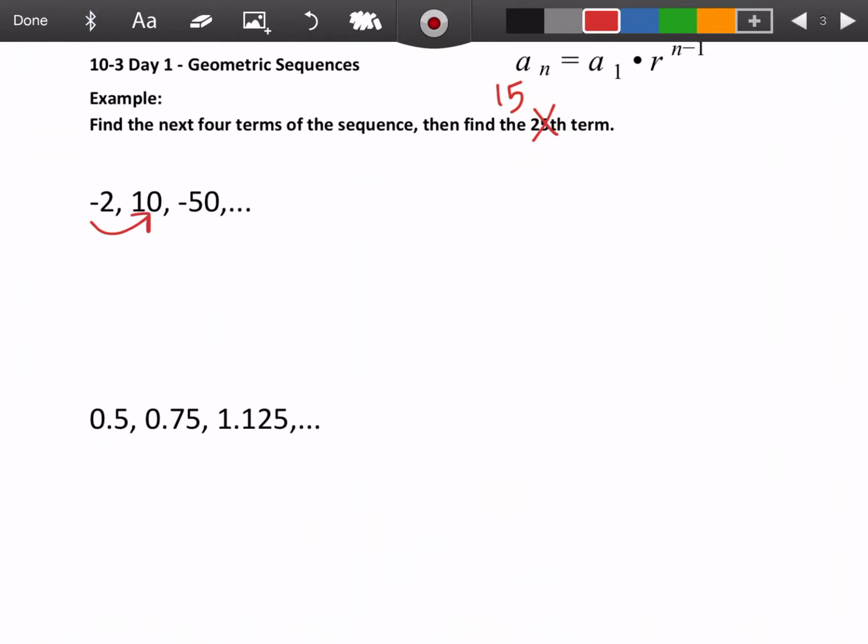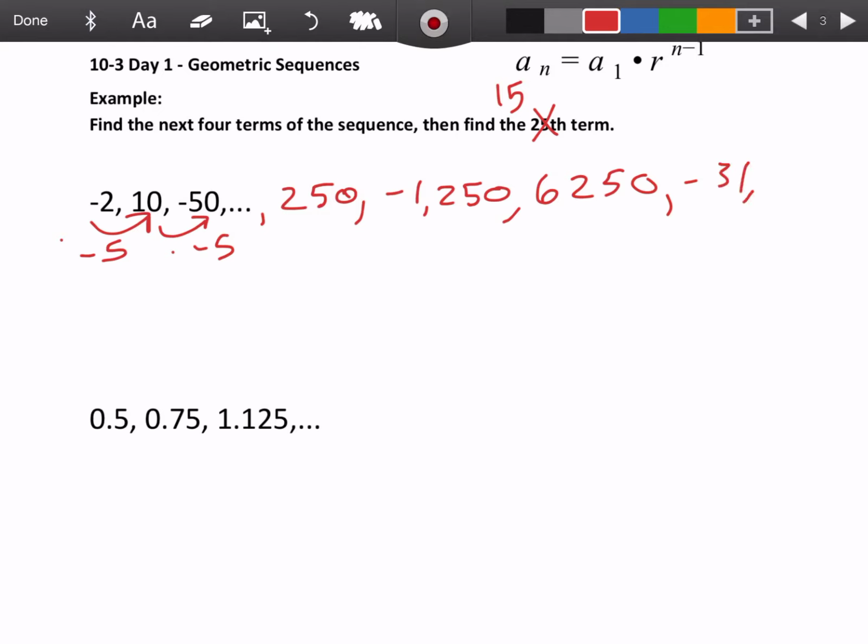So first, what we're going to do is we're going to have a common factor of negative 2 to get to 10. You're going to multiply by negative 5, and then we're going to multiply by negative 5 again to get to negative 50. So to find the next 4, you can just keep multiplying by negative 5, and so then this would be a positive 250, and then next would be negative 1,250, and then we have a positive 6,250, and then negative 31,250.